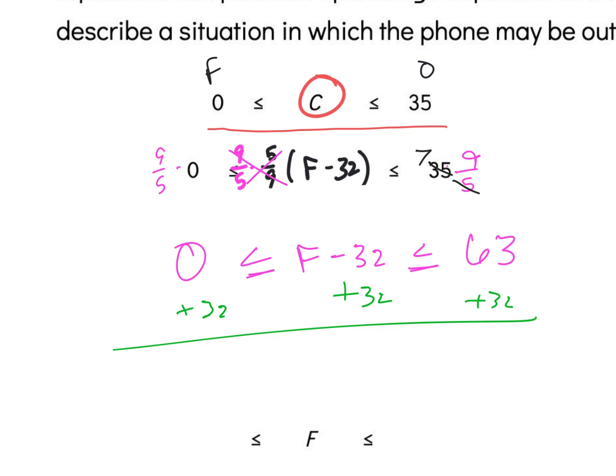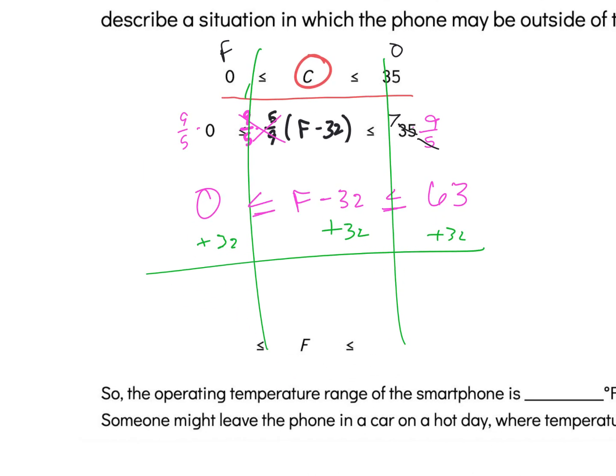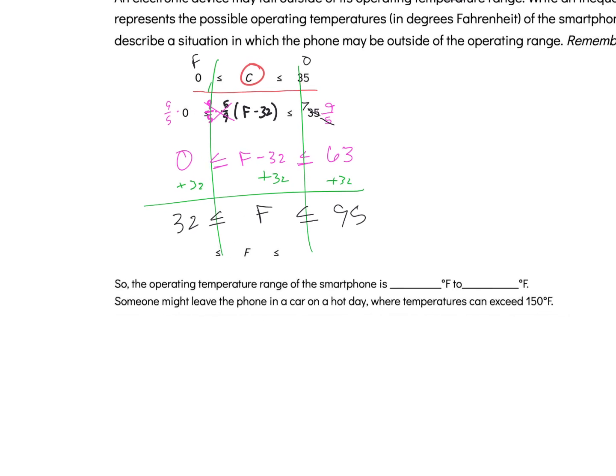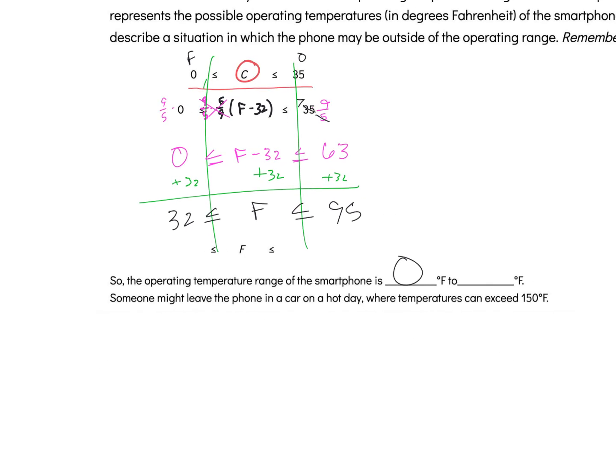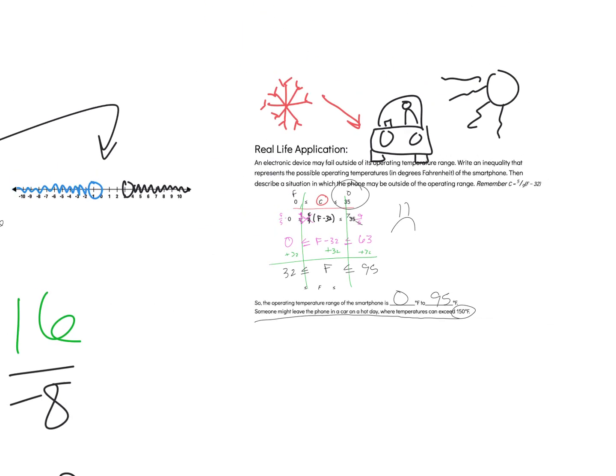And by everything, I mean on all three sides, right? And if you're like, I don't like doing that, I'd rather split it up, split it up then. Remember, you have the freedom to do that. So the operating temperature range of your phone is 0 to 95 degrees Fahrenheit. So if you've left your phone in the car when it's 150 out, you have an overheating phone. And that's no good, because you don't get to use it then.